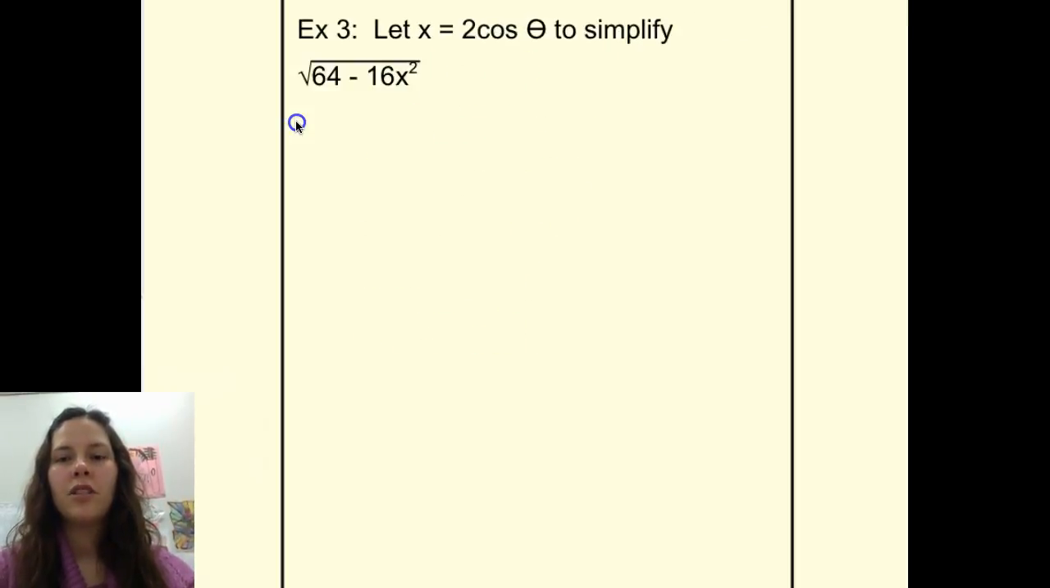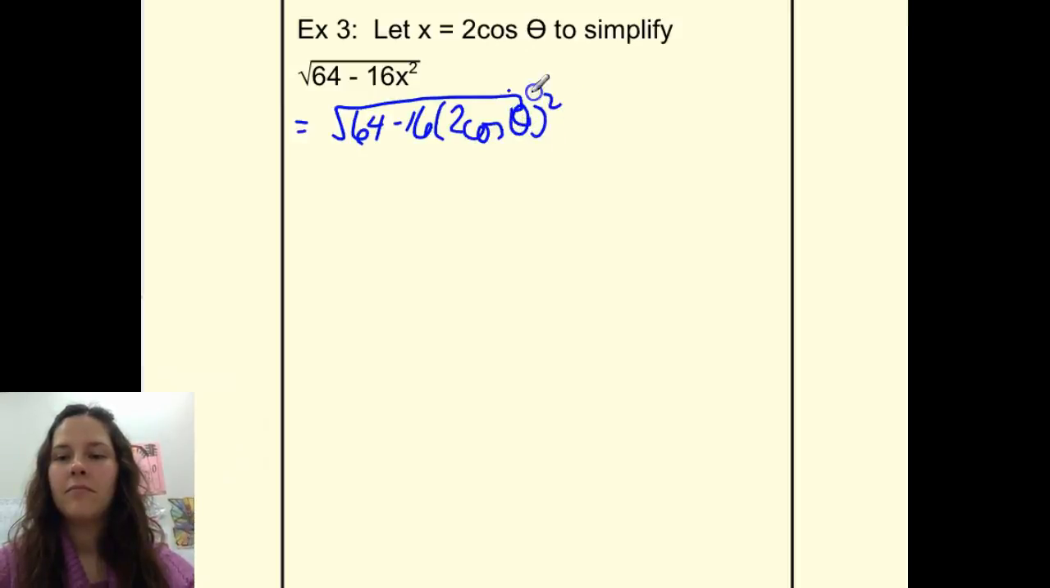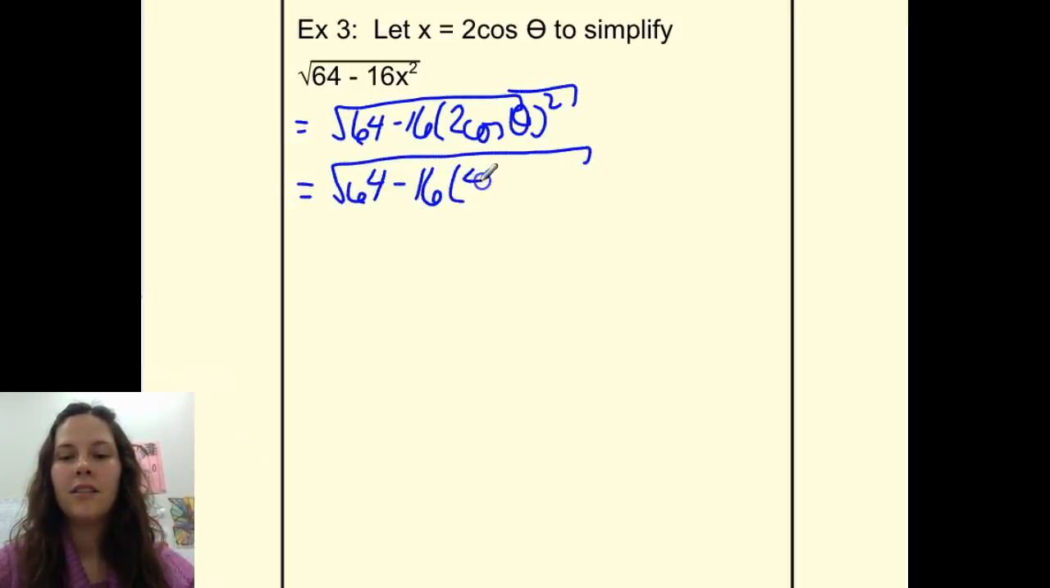One last substitution example. Replacing our x with 2 cosine theta. Just the x, don't replace the 16. And then we'll square each of those pieces that are inside the parentheses. Again, not the 16, it's not in parentheses. So we get 4 cosine squared. Multiplying the 4 and the 16, we get 64.